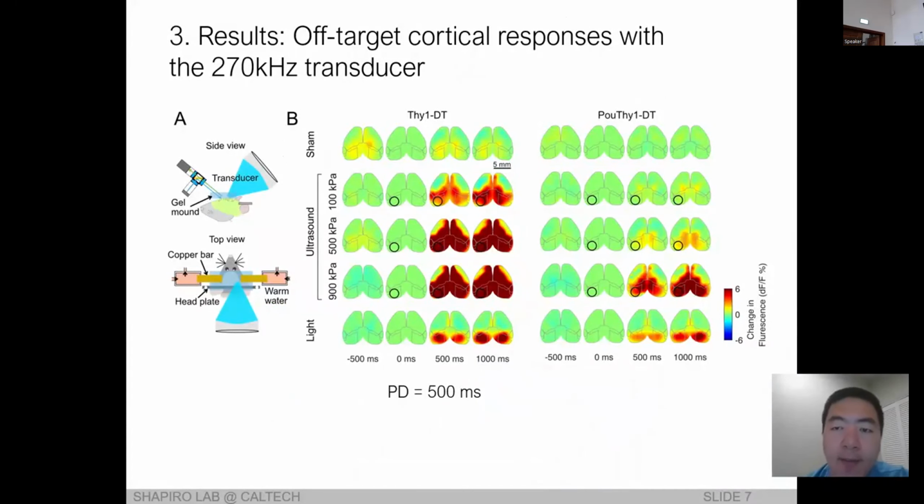We then investigated if the ultrasound-elicited auditory confounds can also be eliminated in the deafened mice. We first tried a low center frequency 270 kHz transducer and applied continuous ultrasound for 400 milliseconds to the visual cortex, and we found that the auditory confounds were significantly reduced but not fully eliminated. At high pressure above 500 kPa, we still observed activation of bilateral somatosensory and visual cortex. And this off-target activation may be other types of sensory confounds, such as skin and retina activation by propagating ultrasound waves.